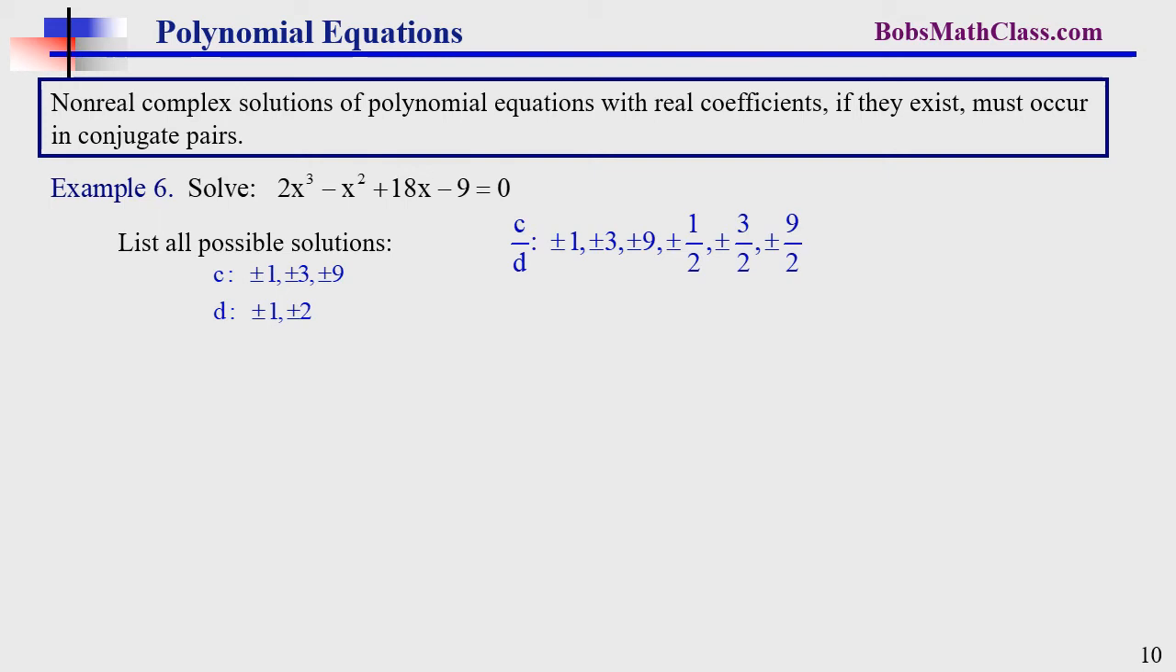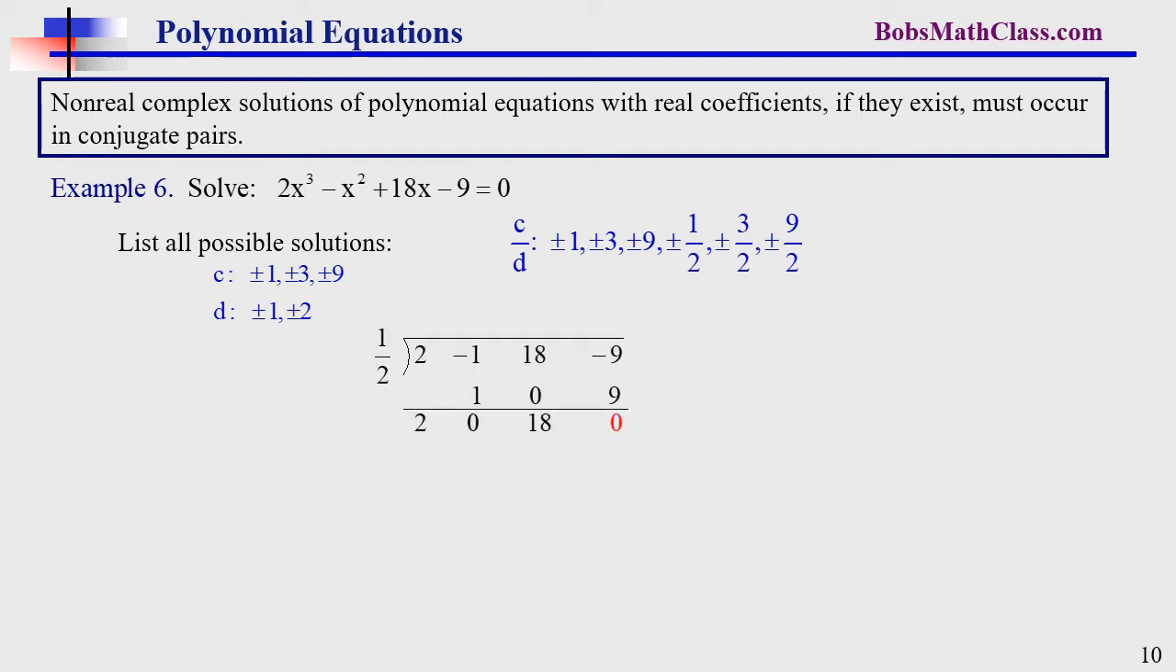All right, so let's start our synthetic division. Try 1, -1, 3, -3. If those don't work, probably 9, then -9, but that's unlikely. Probably the 1/2 and the -1/2. I know, pain in the butt, right?